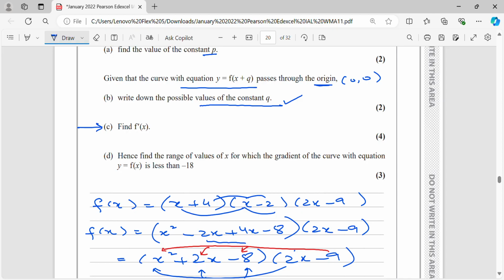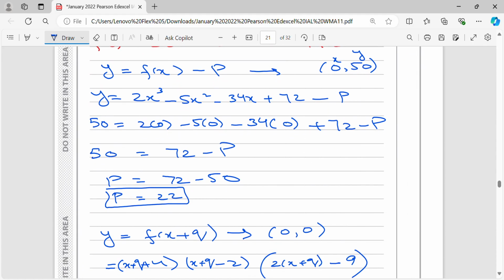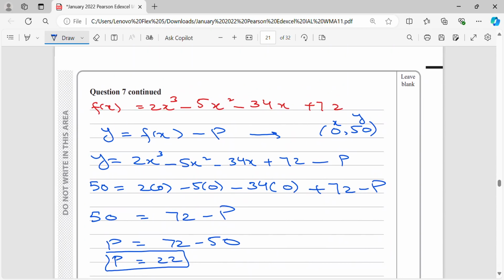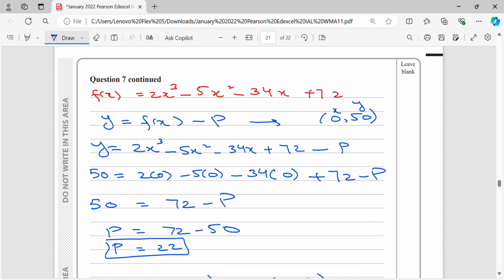In C part it says find f dash of x. So first I need to copy what is f of x. Okay, so first let's write down what is f of x. We know that f of x, I just multiplied above, no need to multiply again and again. So f of x is, let me highlight it. So this is f of x.